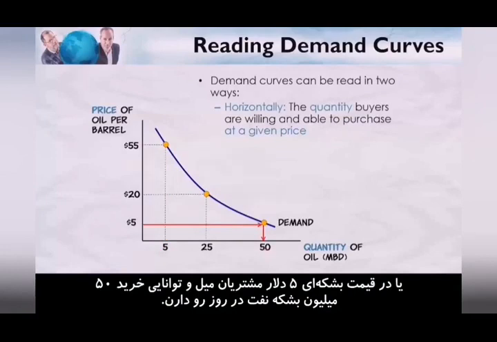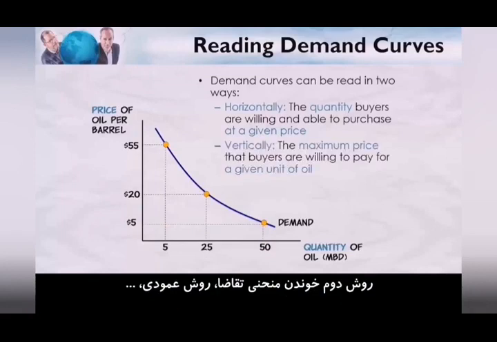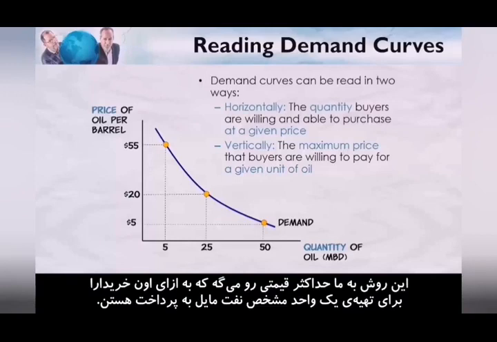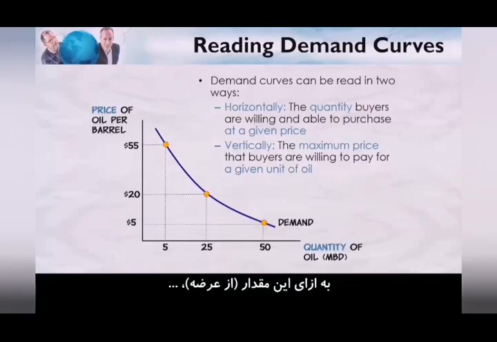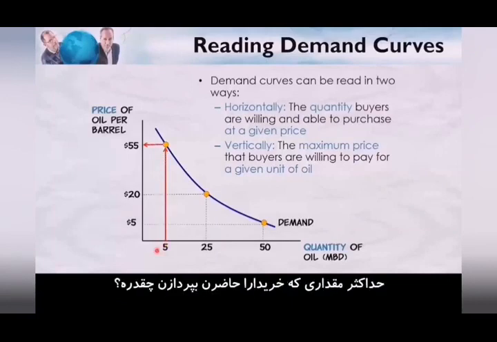The second way of reading the demand curve, the vertical method, begins at the bottom and works its way up. It tells us the maximum price that buyers are willing to pay for a particular unit of oil. We pick a quantity along the horizontal axis and we say, for this quantity, for the 5 millionth barrel of oil, what is the maximum amount consumers are willing to pay?